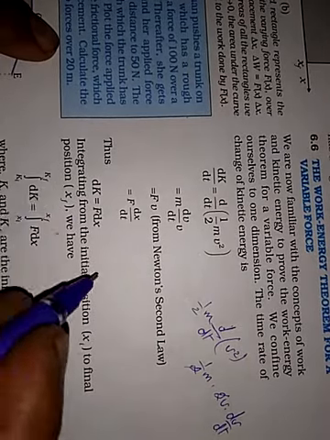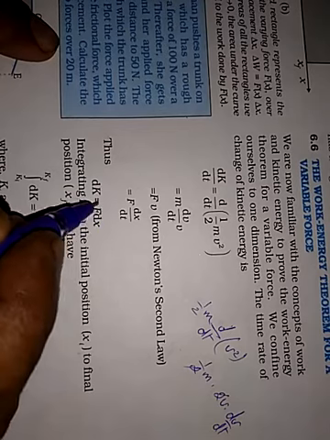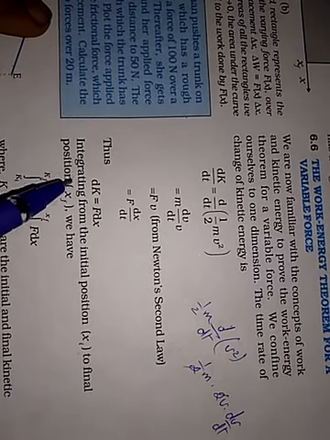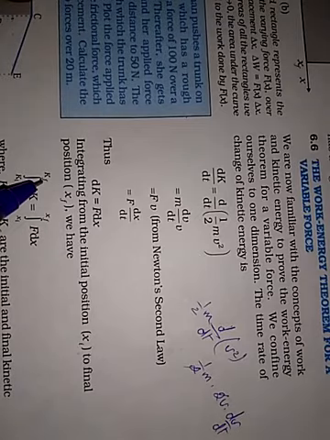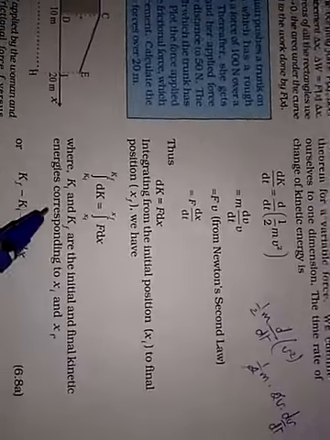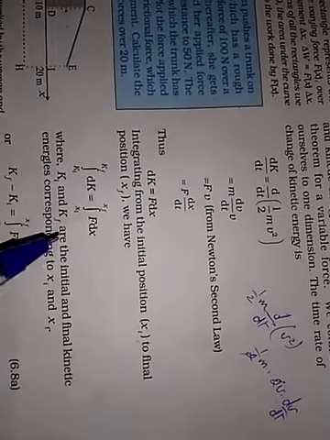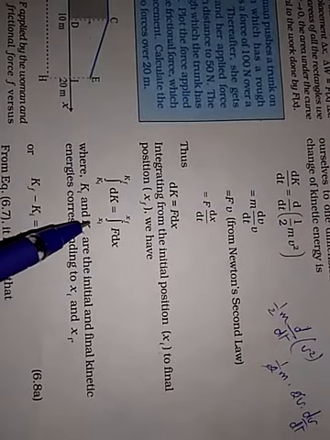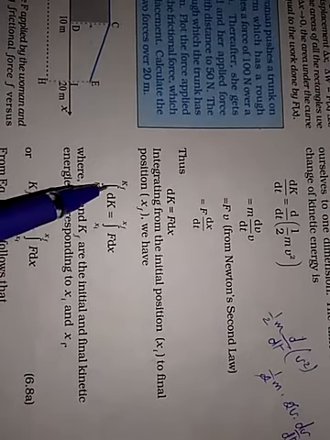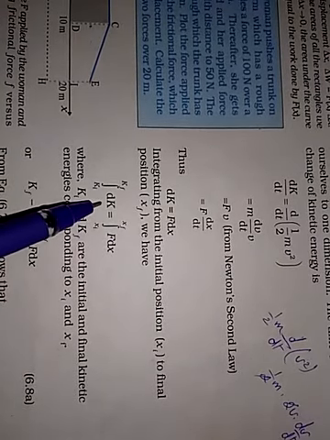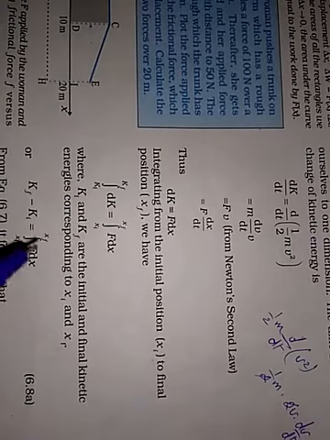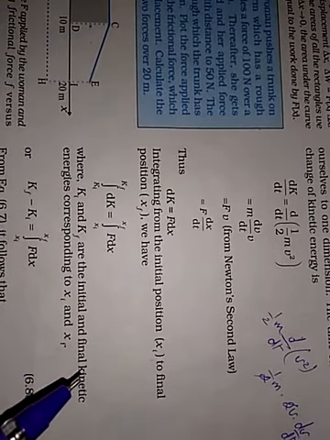Now you integrate both sides. This term is integrated, this term is integrated. Lower limit is initial kinetic energy, upper limit is final kinetic energy. Here we are integrating with respect to dx, so initial distance xi and final distance xf. So integration of dK is K. You apply the upper limit Kf minus lower limit Ki. So you will get Kf minus Ki.